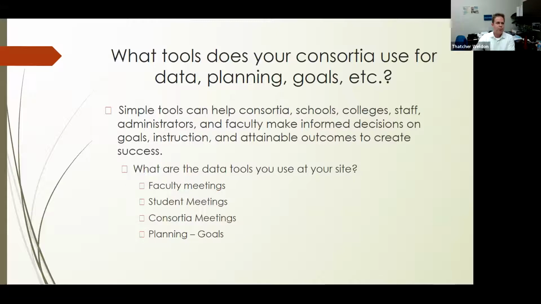Just a couple of questions. What tools does your consortium use for data planning and goals? I believe simple tools can help consortia, schools, colleges, staff, and faculty make informed decisions on goals, instruction, and attainable outcomes. So what are the data tools you use at your sites and in your consortia? Okay, data meetings, good, on a quarterly basis.